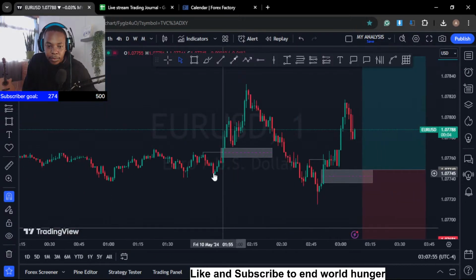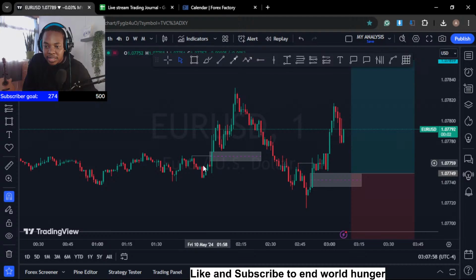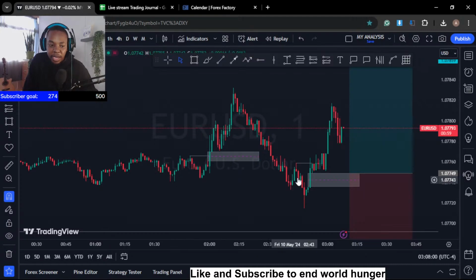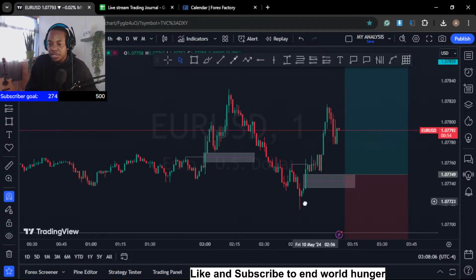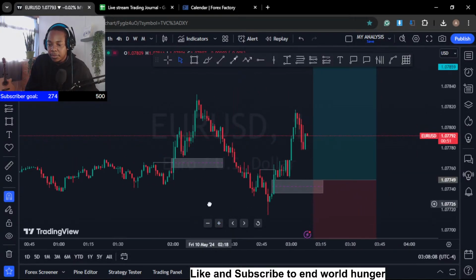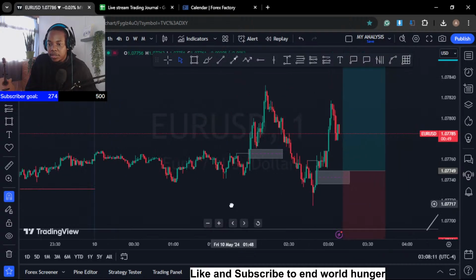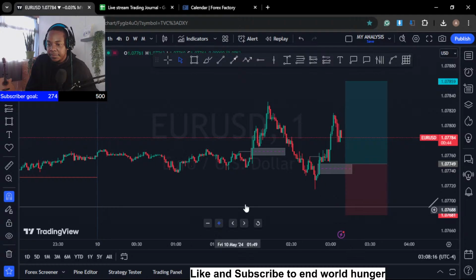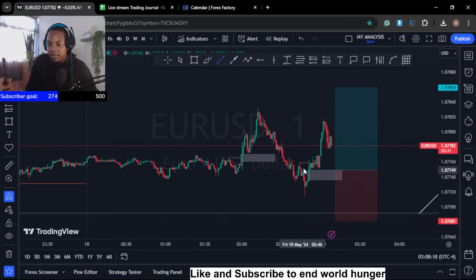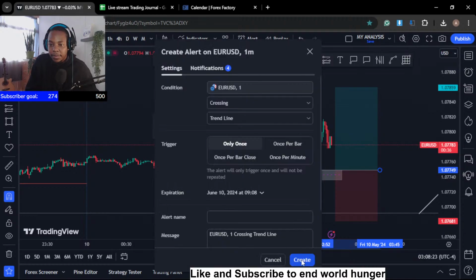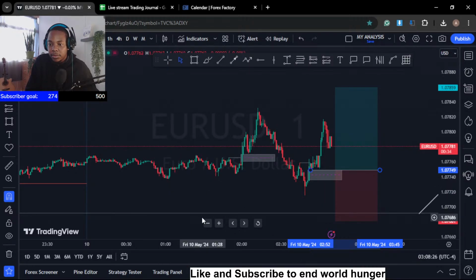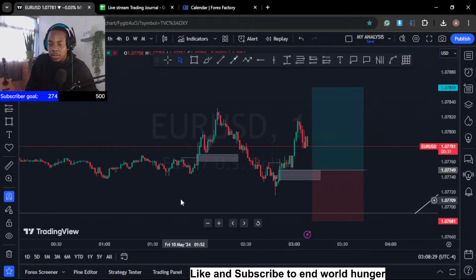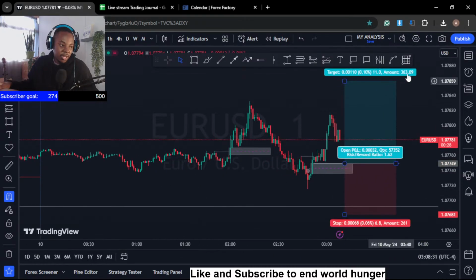There's a type of market structure shift that I actually prefer. This one, not really a fan. Not really a fan of this type of market structure shift. They do work, but not really a fan. But I'm willing to take the trade and see how it plays out. Let's have an alert. And then if you get triggered on, we're good.